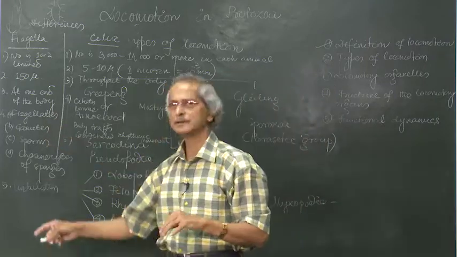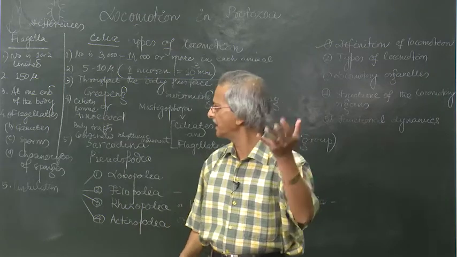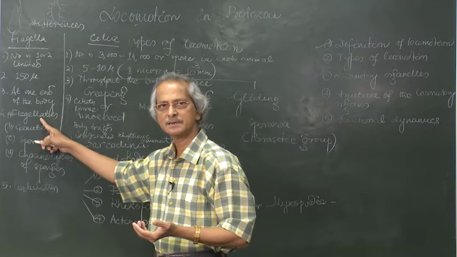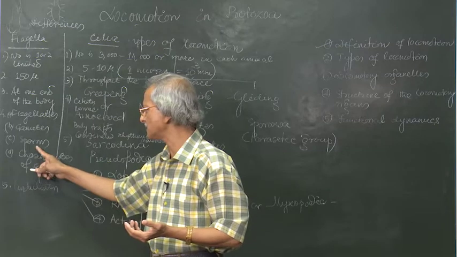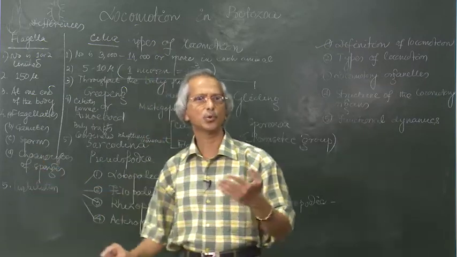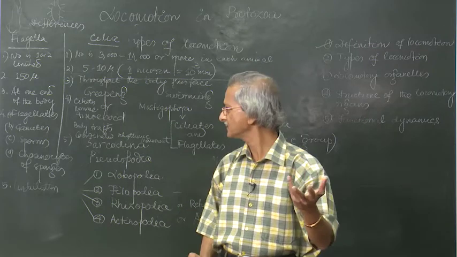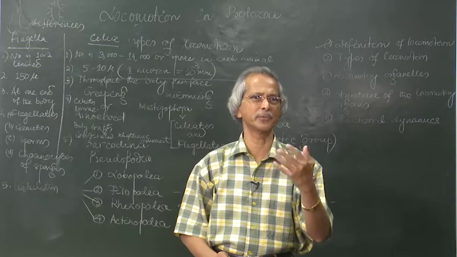If you look at animal groups or animal body parts, where are these present? Flagella are present in flagellates, in gametes, in sperms, and also in choanocytes of poriferans, choanocytes of sponges. Choanocyte is a type of cell which is found in poriferans, which are found in sponges.